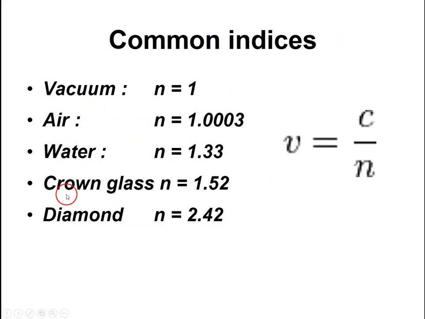So some common n's that we can look at. Well, in a vacuum, n would have to be equal to 1. So then you have v equal to c, right? Notice in air, it's basically 1. So for all intents and purposes, we're going to say the speed in a vacuum is the same as the speed in air. And then as we keep increasing the index of refraction, the speed is going to be decreasing in the opposite direction.